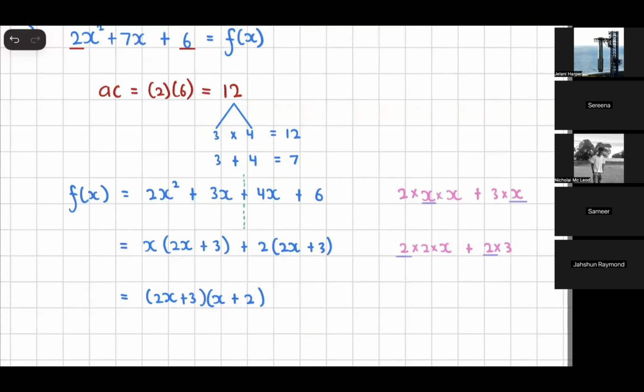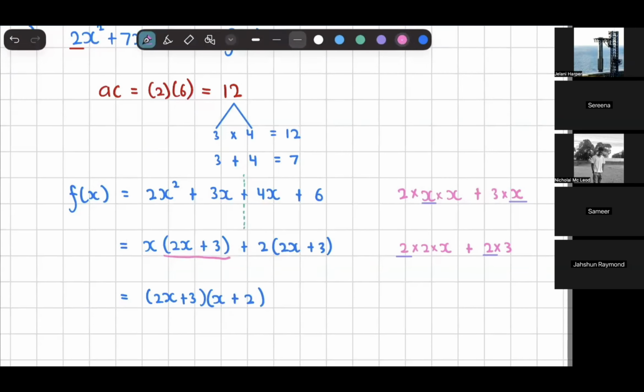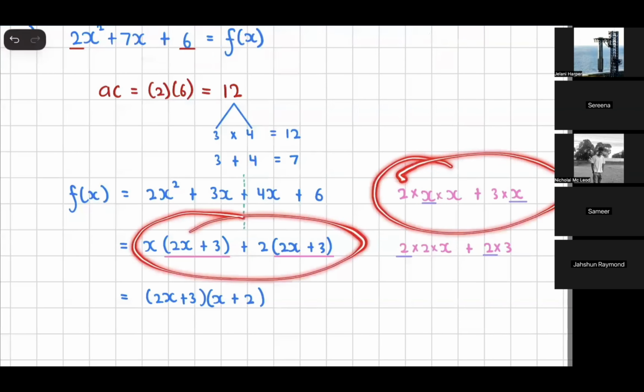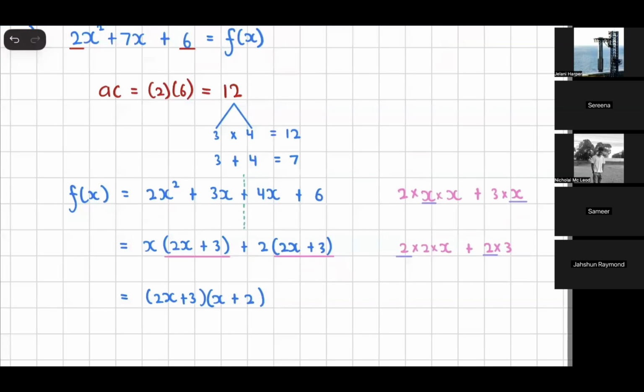So, Sienna, after you pull out the greatest common factor from here and here, we were left with x by 2x plus 3 and 2 by 2x plus 3. Are you noticing anything in common between them? Yes, so it has 2x plus 3 in both brackets. Right. This is the same thing as this. It's the exact same thing. You're just pulling out the greatest common factor from both. Make sense? Nice.